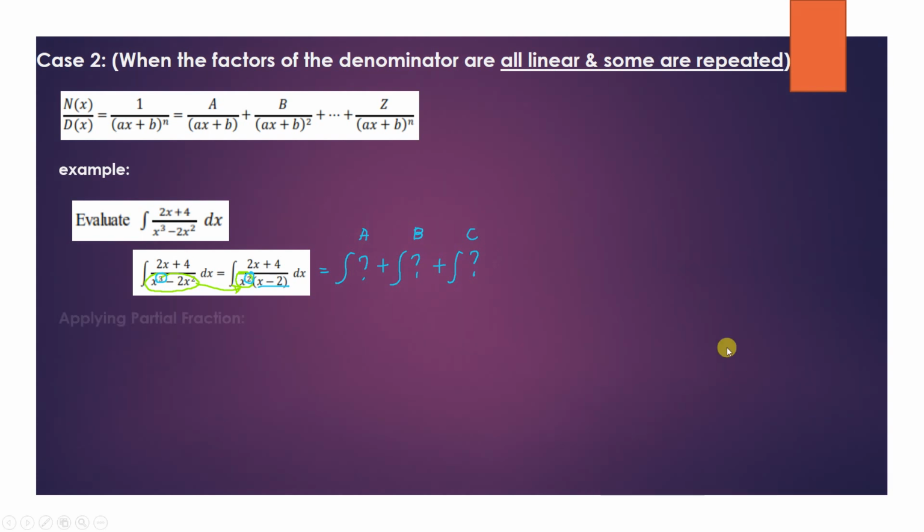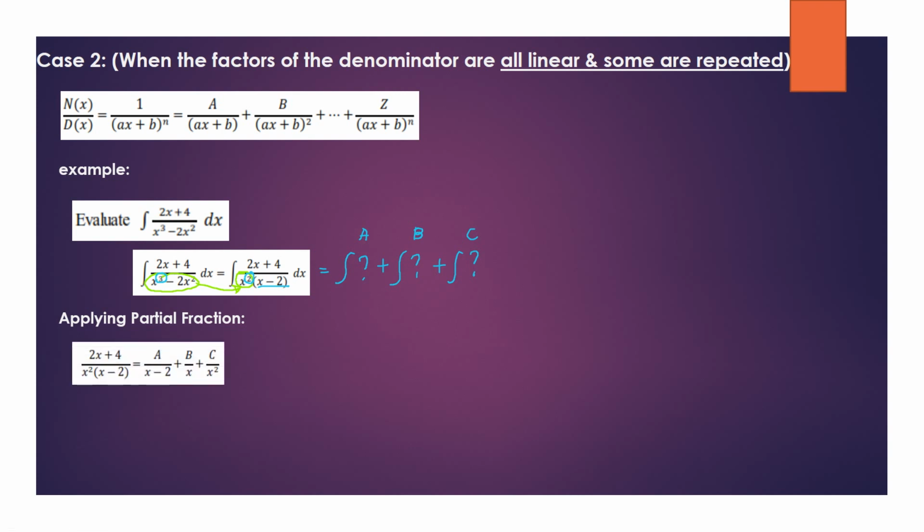Let's proceed. So, applying partial fraction, 2x plus 4 over x squared times x minus 2, that's the new form, can be decomposed into 3 fractions. We have A for the linear, case number 1 yon, x minus 2, applying its format. Yung x squared naman is case number 2, applying the format. We have B over x, yun yung una, tapos plus C over x squared. Di ba sabi ko, kung gaano karami yung repetition, yun, unti-untiin nyo, iisa-isahin nyo.